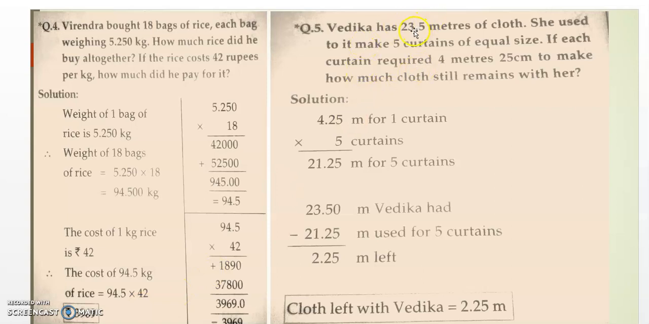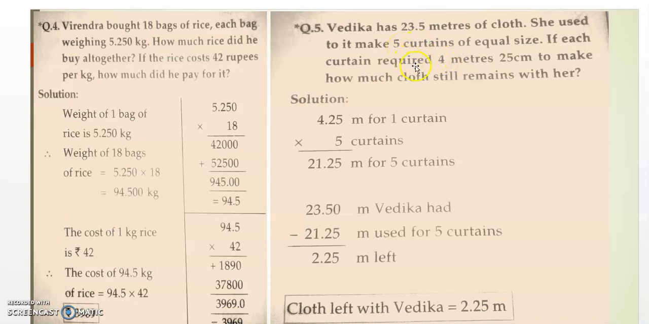Vedika has 23.5 meters of cloth. She used it to make 5 curtains of equal size. If each curtain required 4 meters 25 centimeters of cloth, how much cloth still remains with her? Now, how many curtains has she made?